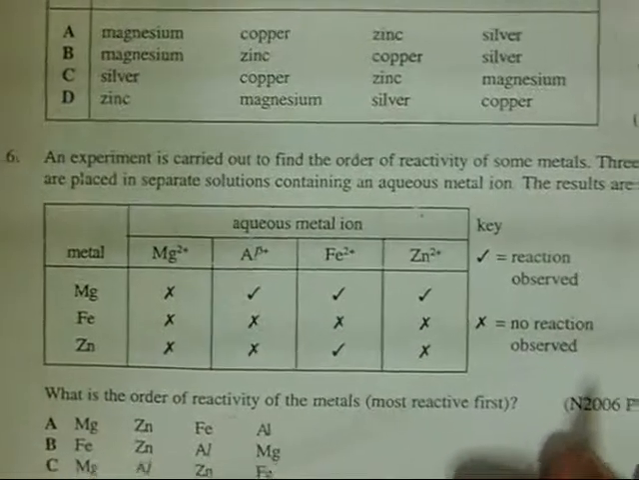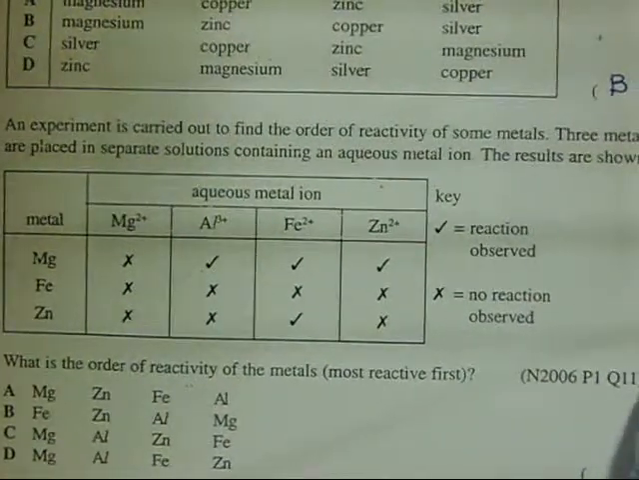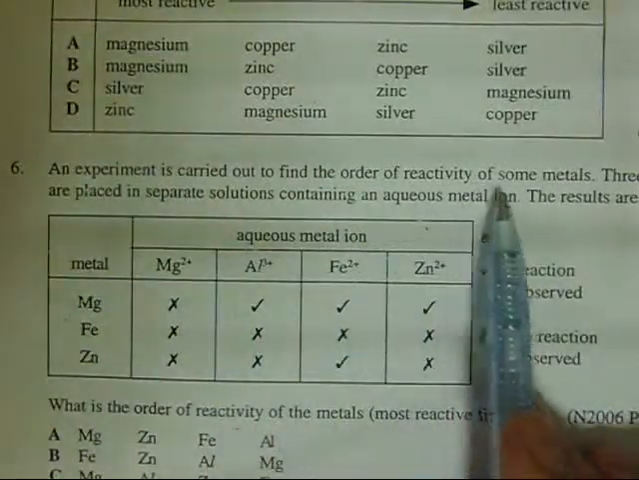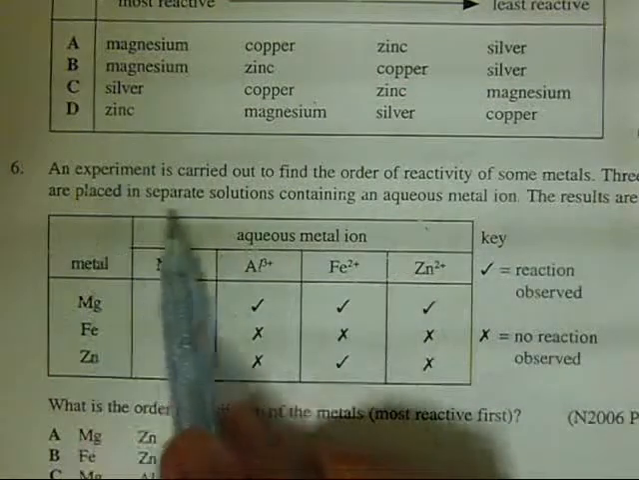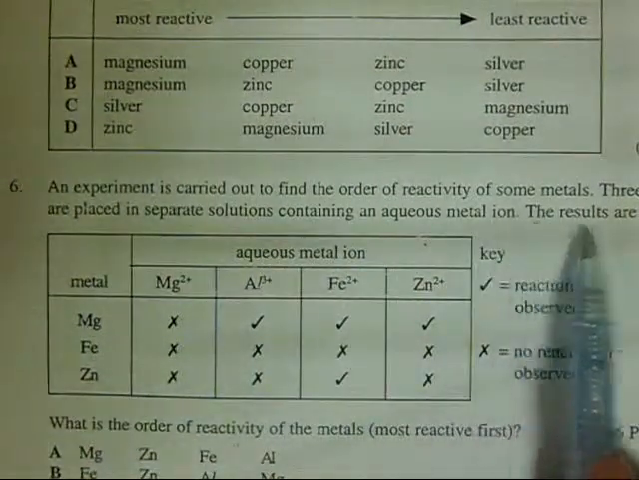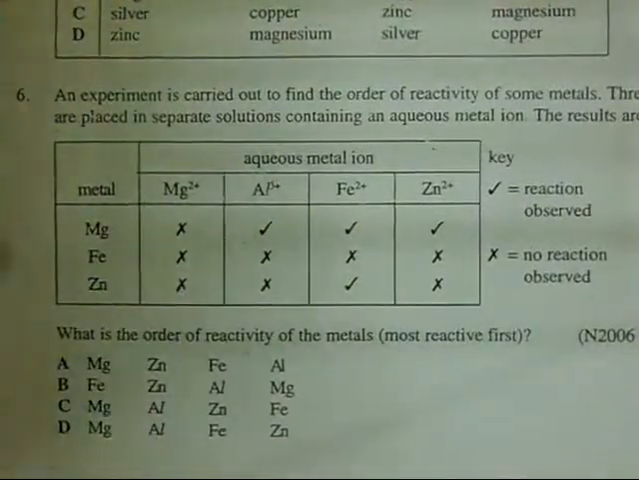Let's look at the next one. The next one is 2006 paper 1, question 11. An experiment is carried out to find the order of reactivity of some metals. Three metals are placed in separate solutions containing an aqueous metal ion. The results are shown. What is the order of reactivity of the metals?